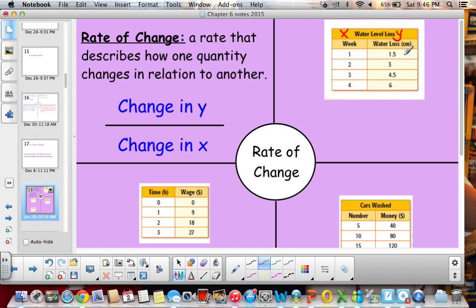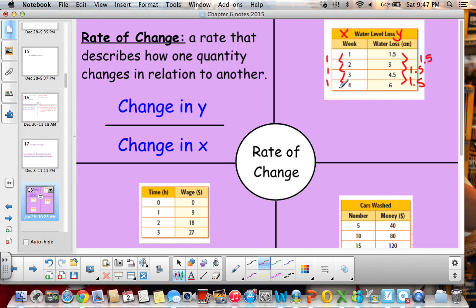So the way that we figure out the rate of change is we find the difference in all of the y values and then all of the x values. The difference from 1.5 to 3: we take 3 minus 1.5 and we get 1.5. 4.5 minus 3 is 1.5. And then 6 minus 4.5 is 1.5. And then we do the same over here. As we can see, 2 minus 1 is 1, 3 minus 2 is 1, and 4 minus 3 is 1.